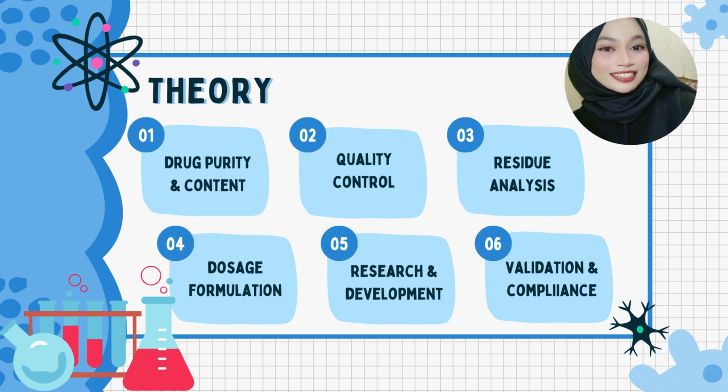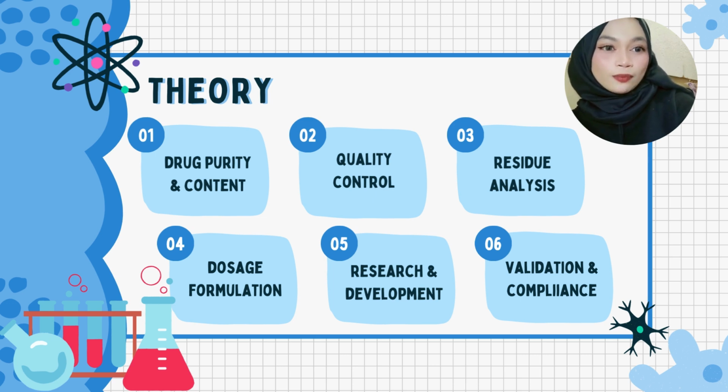Number 5 is research and development. Researchers use gravimetric analysis to explore new drug compounds and formulations. It provides essential data on the composition and properties of substances under study, aiding in the development of new pharmaceutical products. Last but not least, we have validation and compliance. Gravimetric techniques are integral in validating analytical methods used in pharmaceutical testing.